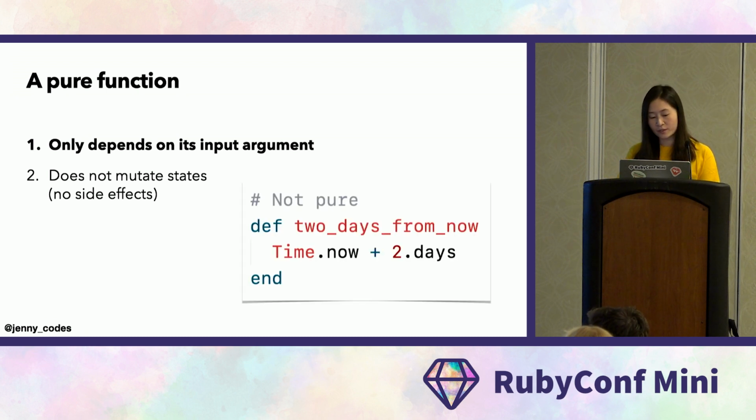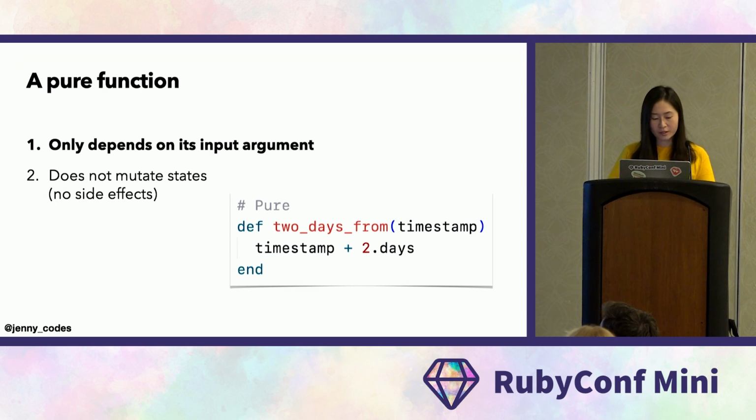So this is not a pure function because it is invoking the Time class in the method, which means it depends on this Time module, and we get different results every time, even though our input stays the same. And in our case, the input is nothing. If we tweak it a bit by passing the timestamp as an input instead, then we have a pure function. Because now we can be sure, as long as this timestamp is the same, then our output is the same.